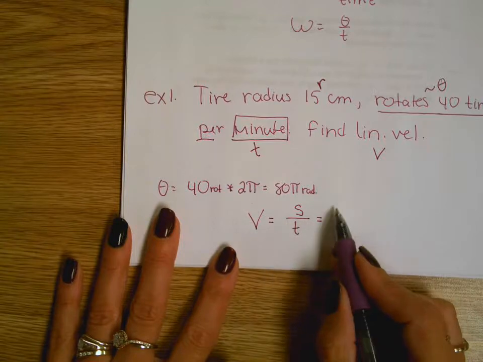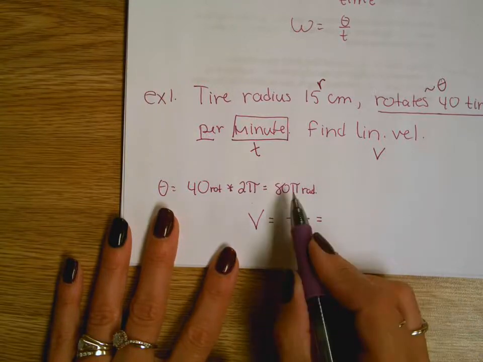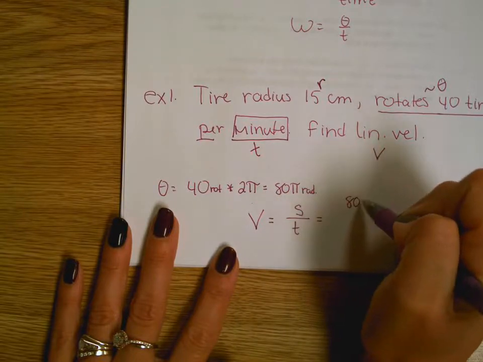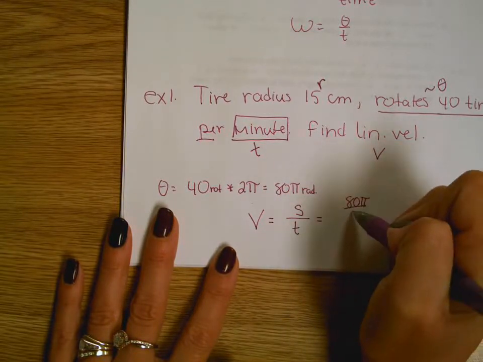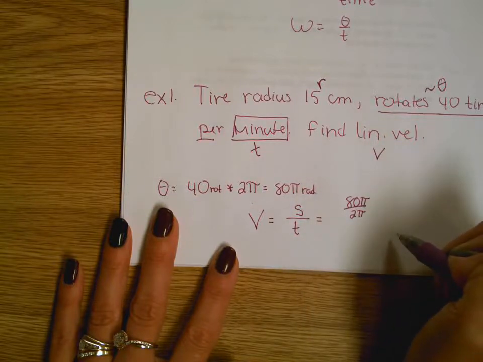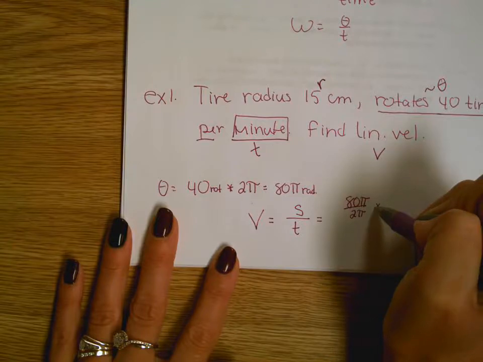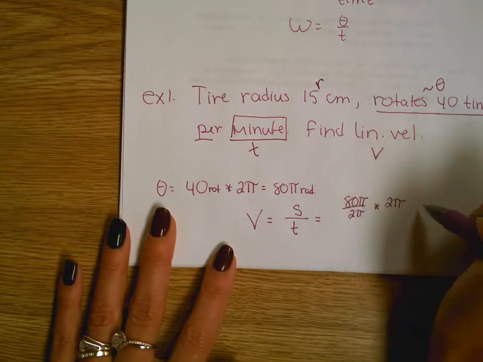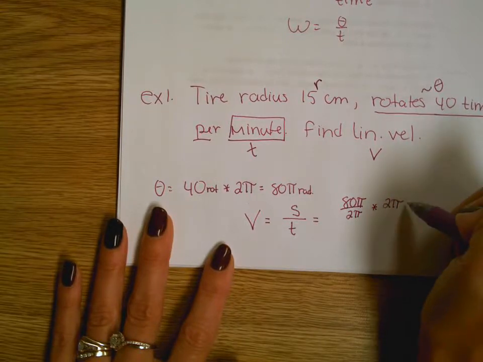So our s is the fraction of the circle, which is going to be 80 pi divided by 2 pi. Oops, I got that too high, that's right. Times the circumference, 2 pi times the radius, 15.